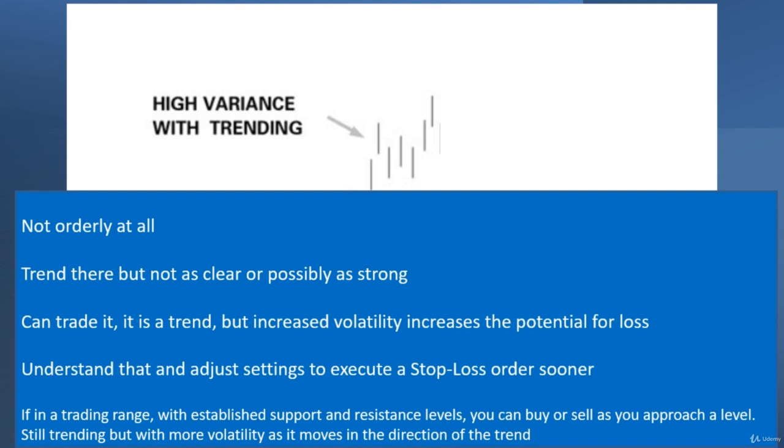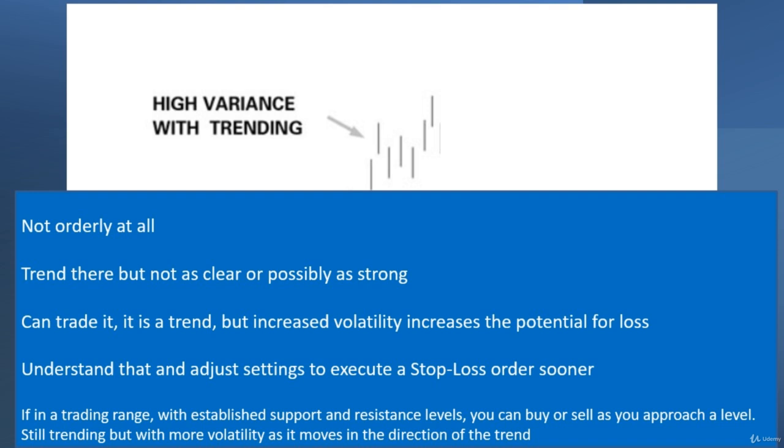So there's a trend, but it's not clear or possibly as strong because it's so volatile. Now you can trade it. It is a trend, right? We want to trade on trends, but increased volatility can increase the potential for loss. Because it could be going up, it could reverse. There's just a lot of volatility with that.